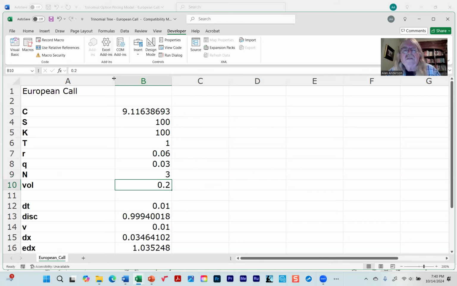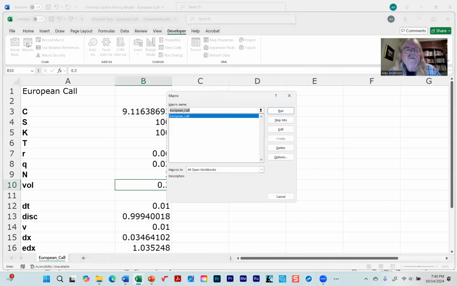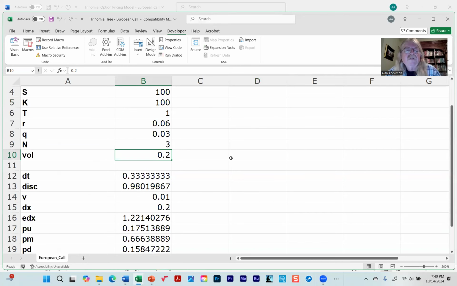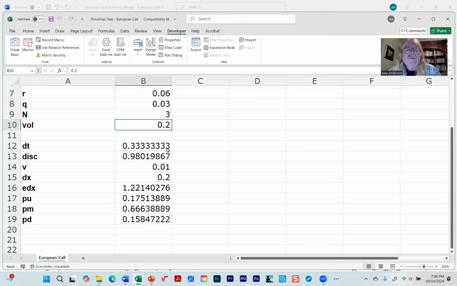So with 3, it starts out with not a very accurate result. But then if we keep increasing n, of course, that'll continuously improve. Now, these are the parameters of the problem that we have to calculate.